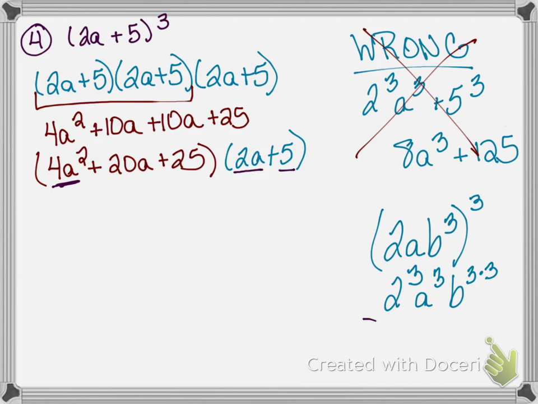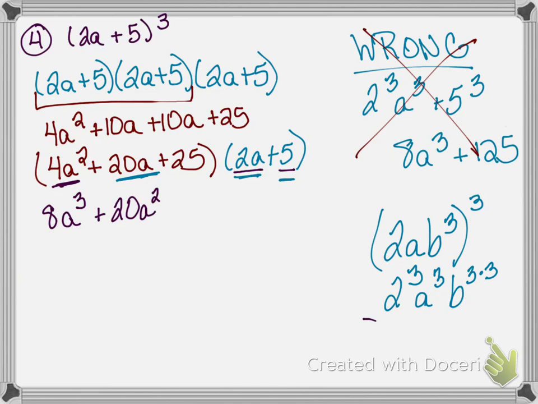So I have 4a squared times 2a. That gives me 8a to the third. Then I have 4a squared times 5. That gives me 20a squared. Okay? So what I've done is I've taken my first term and multiplied it by both things in the binomial. Now, I want to do the same thing with 20a. I've got to say 20a times 2a and 20a times 5.